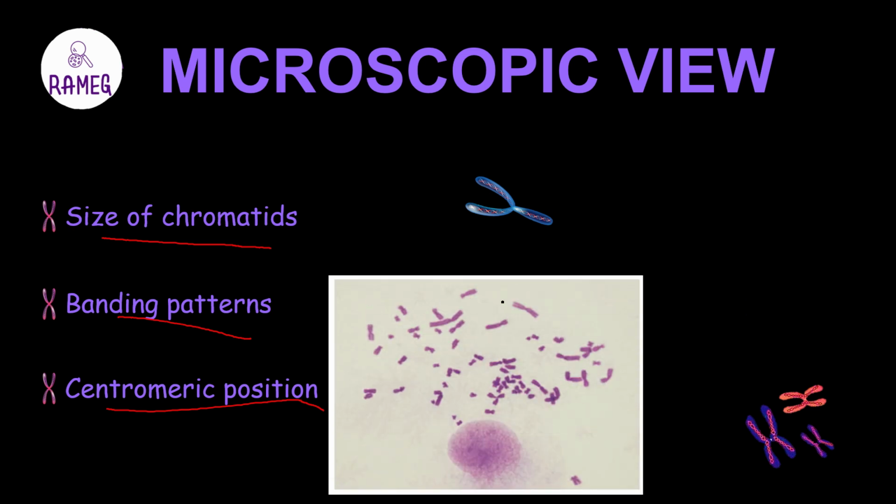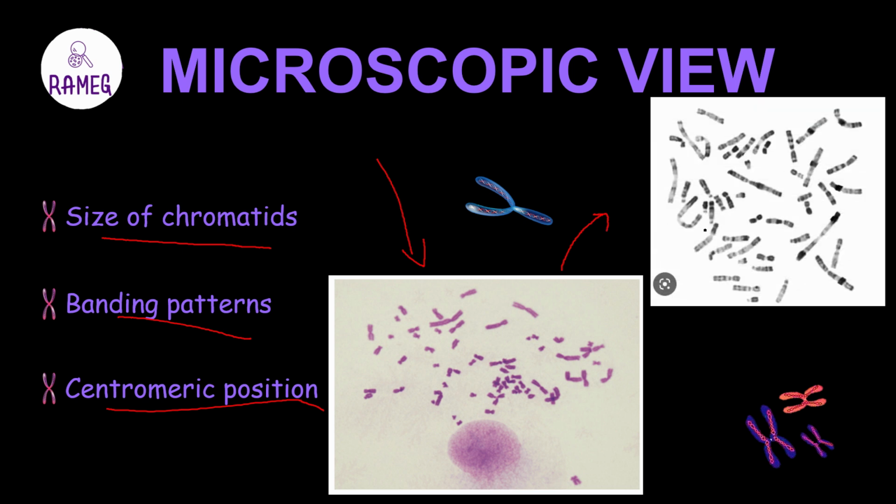This diagram shows us that in a microscopic view, these are the stained chromosomes. As you can see, it's not really clear. So what we do is we process this image in a computer and we get a much more detailed, contrasted image which shows us each banding pattern clearly, and we can clearly see the location of each centromere as well.